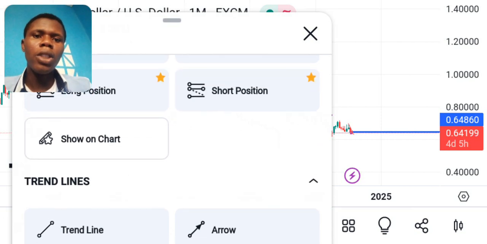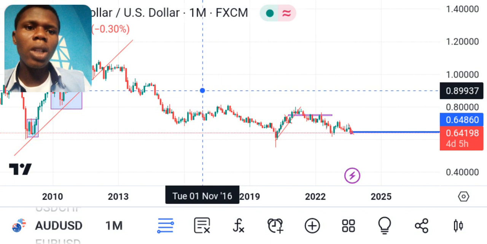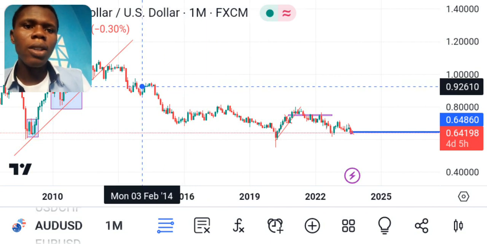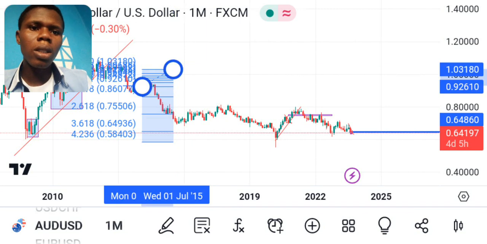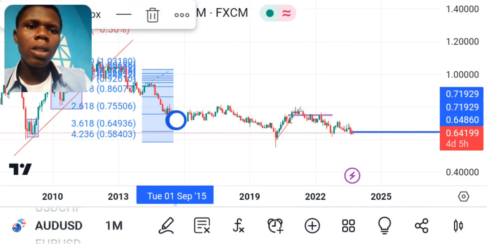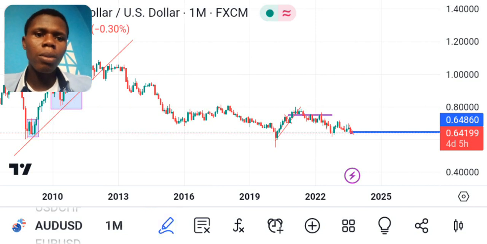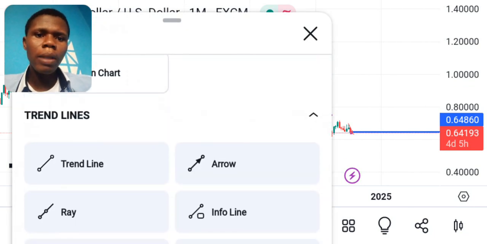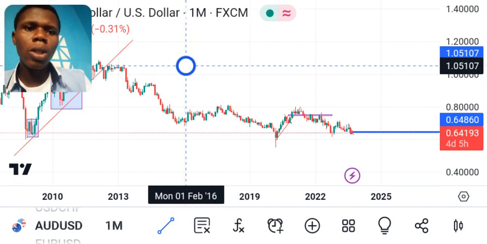Whenever it's bearish, it's going to be respecting trend lines also. So another way to draw the bearish trend line is you identify some swing points.